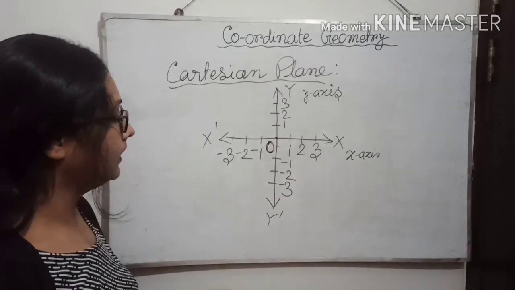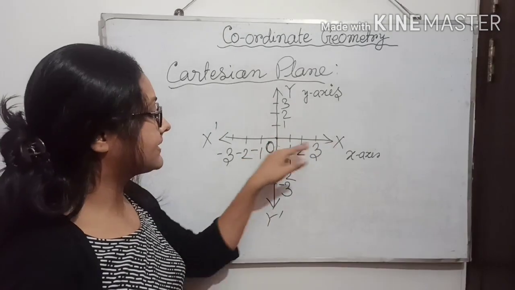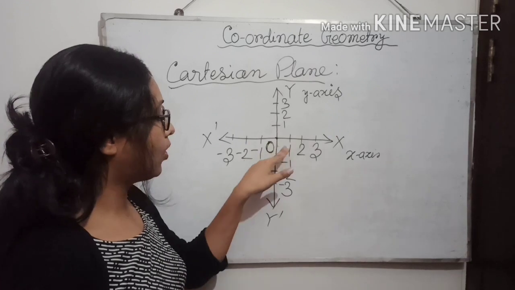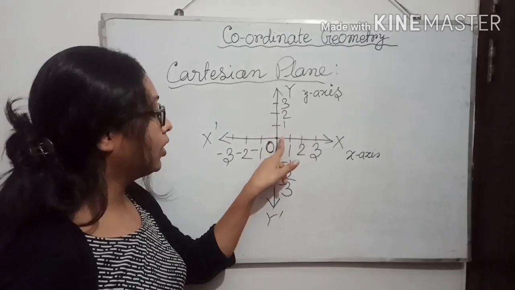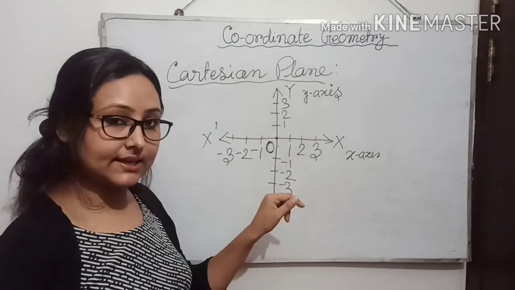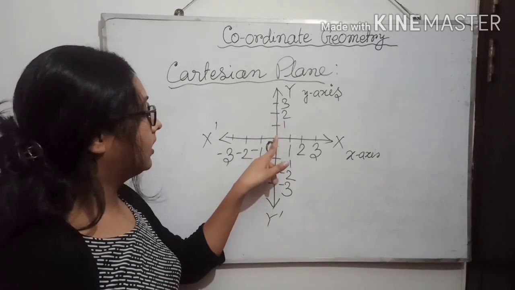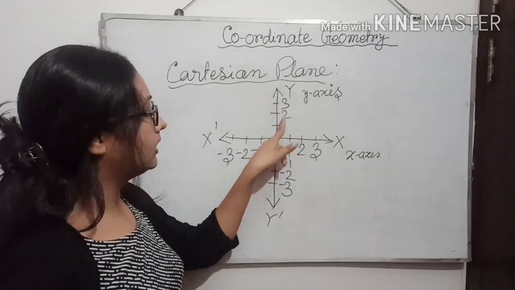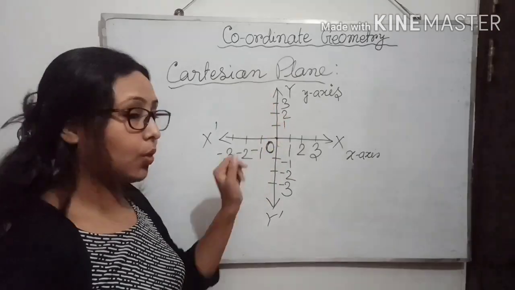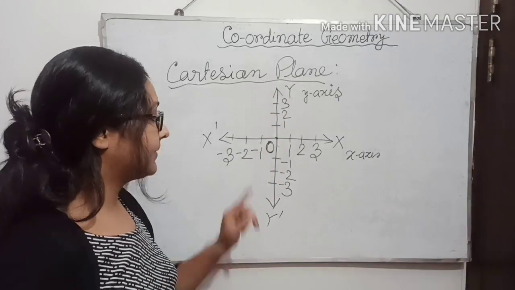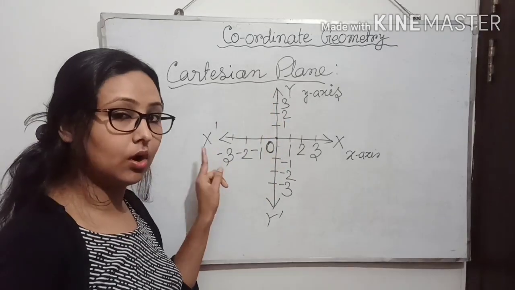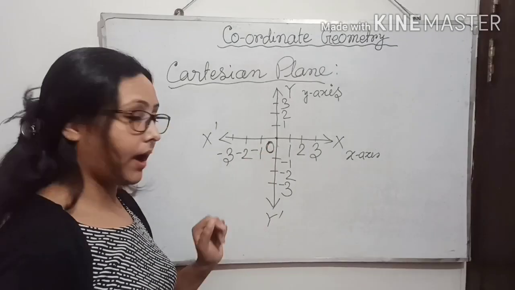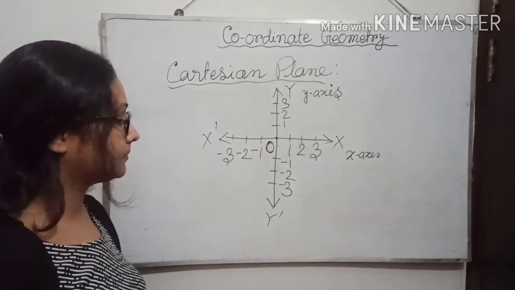Okay. Now we see that in OX all the positive numbers are there, so OX is called the positive x-axis. Also we see that in OY all the positive numbers are there, so OY is called the positive y-axis. Similarly, OX' is called the negative x-axis and OY' is called the negative y-axis.